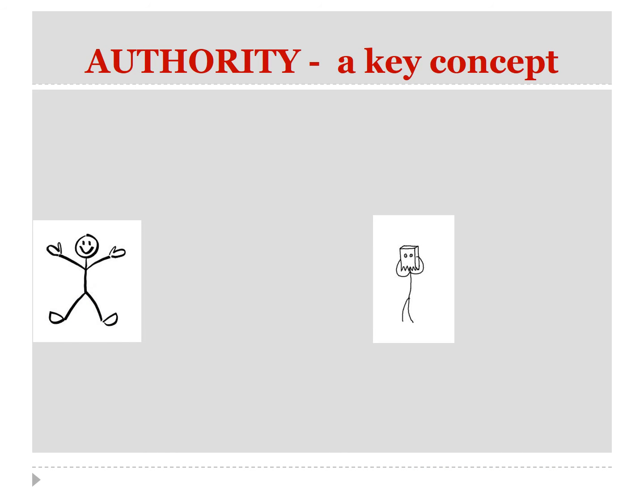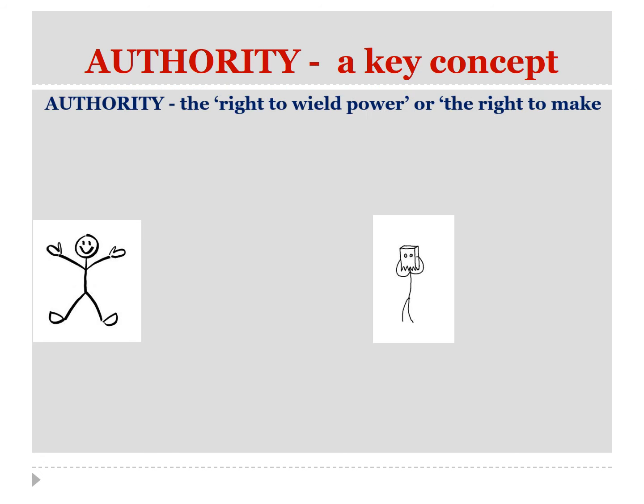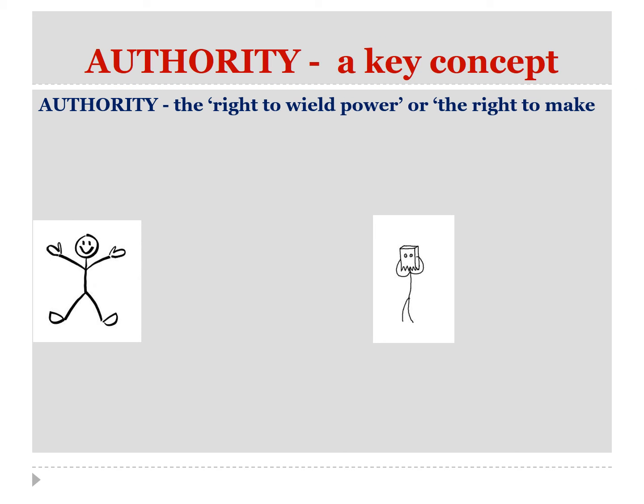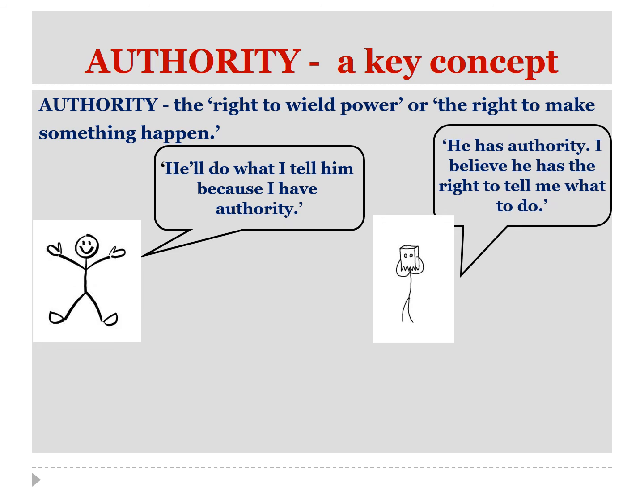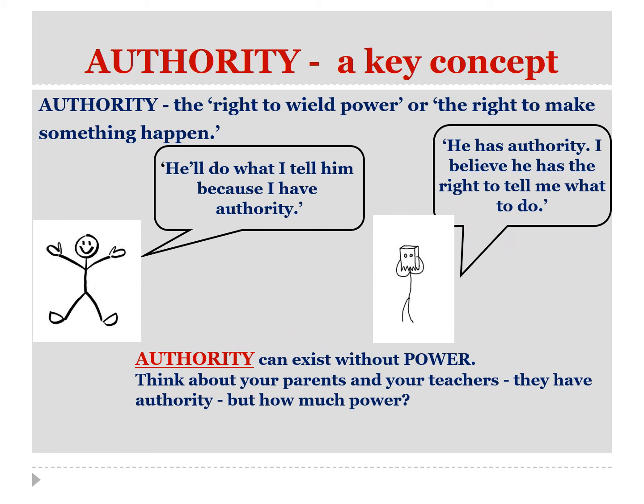If you want to think about this next key concept we've just mentioned, authority is the right to wield power, or the right to make something happen. Somebody will do what they are told because that individual or that group has authority. "He has authority. I believe he has the right to tell me what to do." So authority can exist without power.